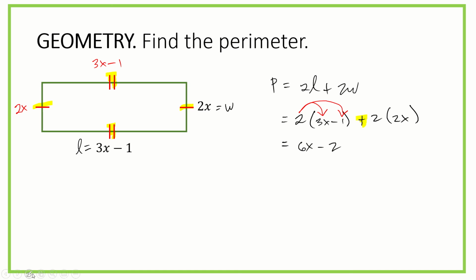Then, for the 2 times 2x is 4x. Then we combine like terms. 6x and 4x are like terms because they have the same literal coefficient x. So 6 plus 4 is 10. So 10x minus 2.